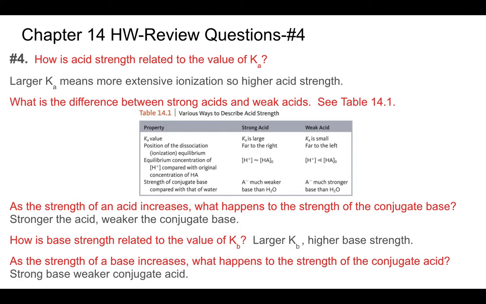Okay, next question. As the strength of an acid increases, what happens to the strength of the conjugate base? The stronger the acid, the weaker the conjugate base. We learn later in the chapter that there is a mathematical formula: the Ka of a weak acid times the Kb of the conjugate base equals 10 to the minus 14. In that kind of math relationship, if the Ka is bigger, the Kb must be smaller. So the stronger the acid, the weaker the conjugate base. And vice versa, the weaker the acid, the stronger the conjugate base.